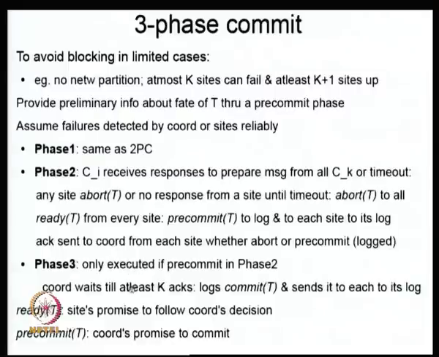So here the coordinator may decide to go to pre-commit or may not. If he decided not to go to pre-commit, that means he is not going to go through with the transaction. Okay. If he has sent pre-commit, that means he is expecting further progress in the transaction, and that is what phase 3 is about. Okay. It is only executed with pre-commit in phase 2. The coordinator waits till at least k acknowledgements.